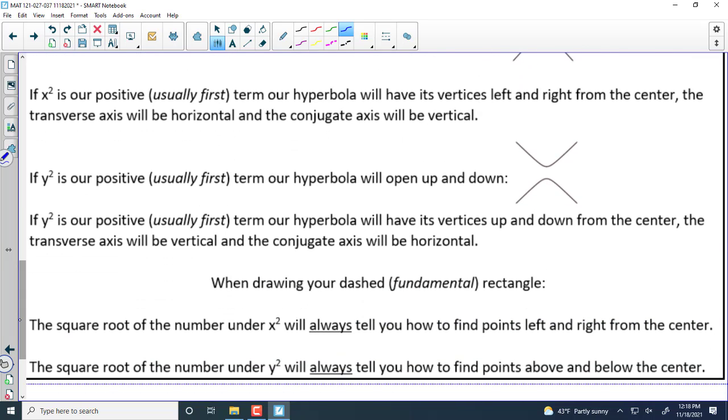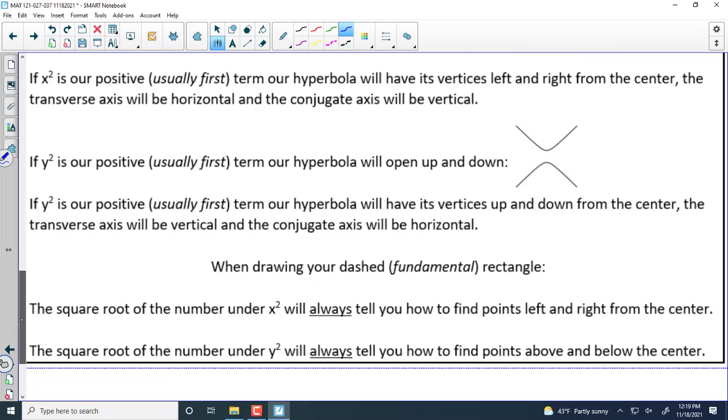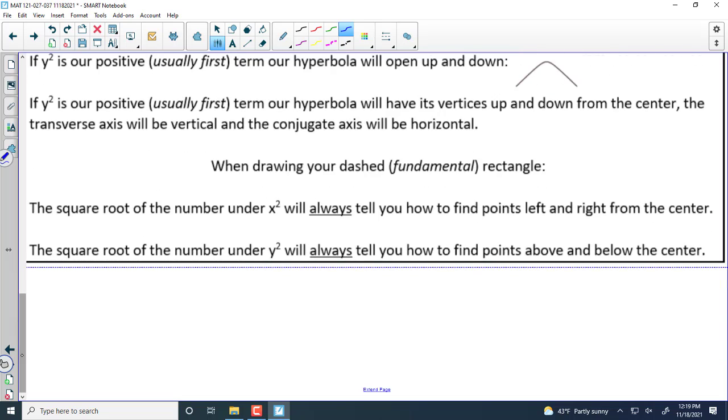If y squared is our positive, usually first term, our hyperbola will open up and down. If y squared is our positive, usually first term, our hyperbola will have its vertices up and down from the center, the transverse axis will be up and down, and the conjugate axis will be horizontal. When drawing your dashed or fundamental rectangle, the square root of the number under x squared still always tells you how to find points left and right, and the square root of the number under y squared will still always tell you how to find the numbers above and below. Always. No matter which one comes first or which one comes second.